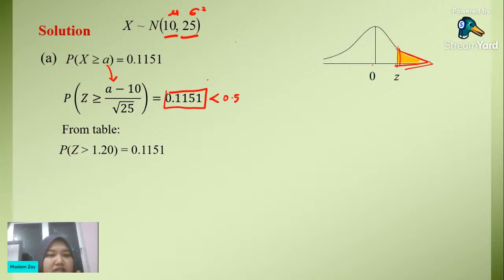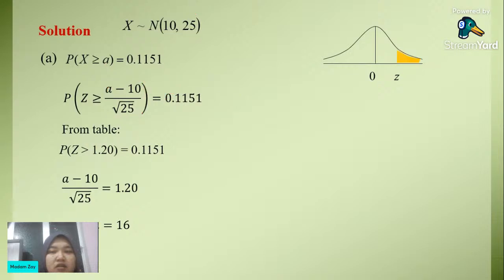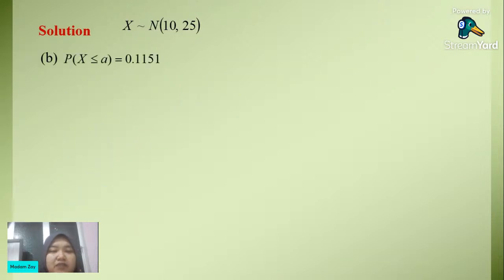So everything is the same except for this part, right? So we can just compare this part. A minus 10 divided by square root of 25 is equal to 1.2. Then A will be the subject. We get 1.2 multiplied by 5 plus 10, which is equal to 16. So we get A is equal to 16. Now let's see example B.